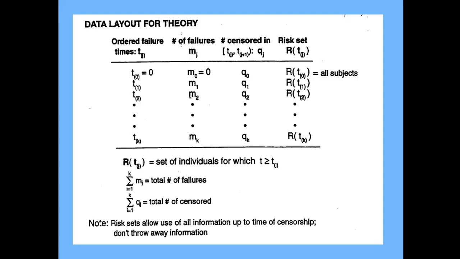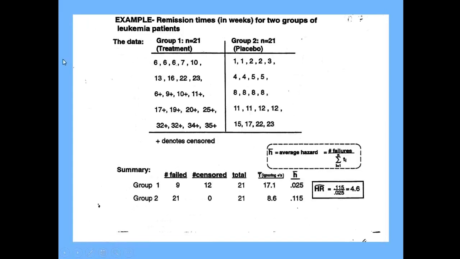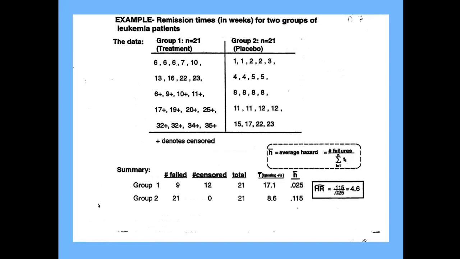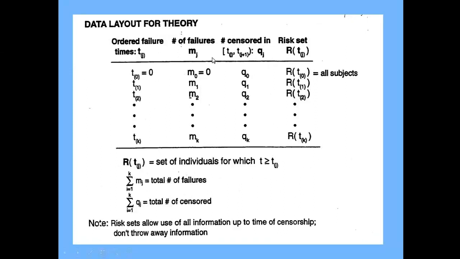Now, this is the data layout for how survival analysis works. What you're doing here is, in this column, the number of failures between one time and the next time. So if we're looking at just group 1, how many people failed from the start of the study until the first time that somebody failed? How many people failed at the start of the study? None. How many people failed between the start of the study and the first time that somebody failed?